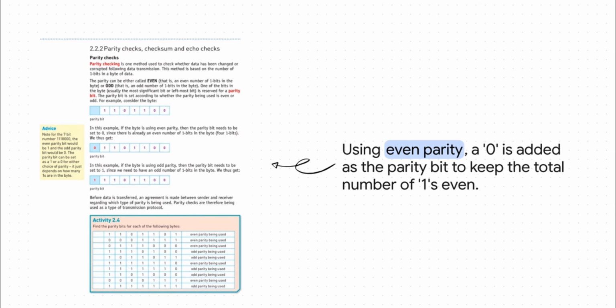The sender and the receiver agree on a rule beforehand. Let's just say they agree to use something called even parity. All this means is that the total number of ones in the message, including our new parity bit, has to be an even number. Since our byte already has 4 ones, which is even, the system just tacks on a 0 as the parity bit to keep that total count even.